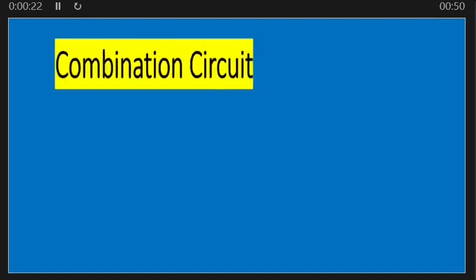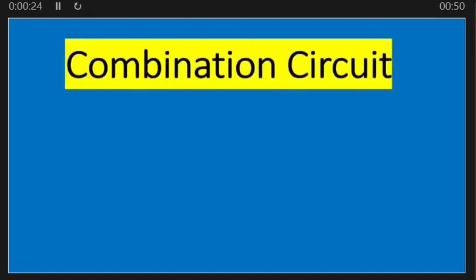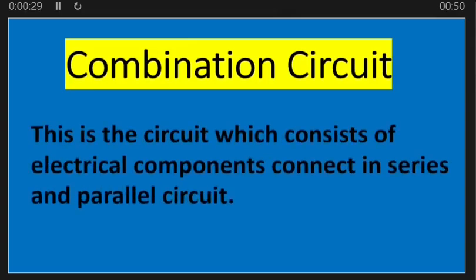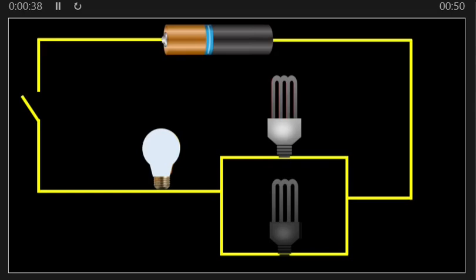In this video I will be teaching you on the combination circuit. So we'll be looking at a combination circuit. So what is a combination circuit? Basically, this is the circuit which consists of electrical components connected in series and the parallel circuit. For example, this circuit here consists of electrical components both in series and parallel connection.